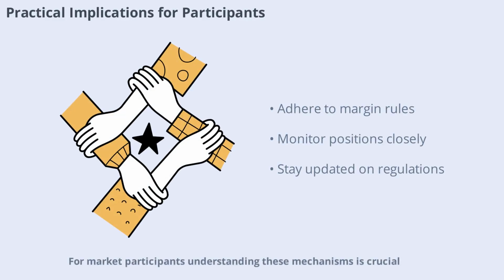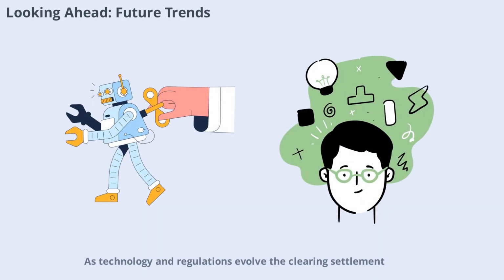For market participants, understanding these mechanisms is crucial for effective trading and risk management. By adhering to margin requirements, monitoring positions, and staying informed about regulatory changes, participants can navigate the market confidently. The systems in place are designed to protect both individual traders and the broader market, ensuring a fair and transparent trading environment for all. As technology and regulations evolve, the clearing, settlement, and risk management landscape will continue to advance.